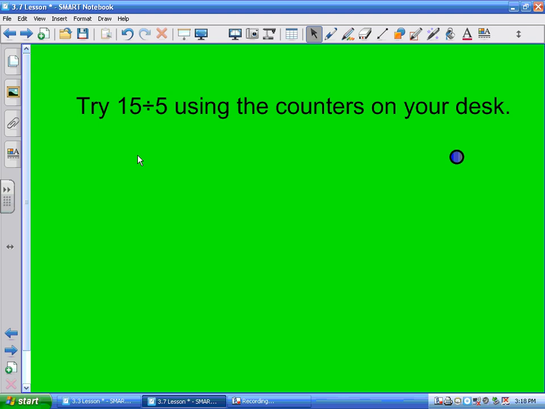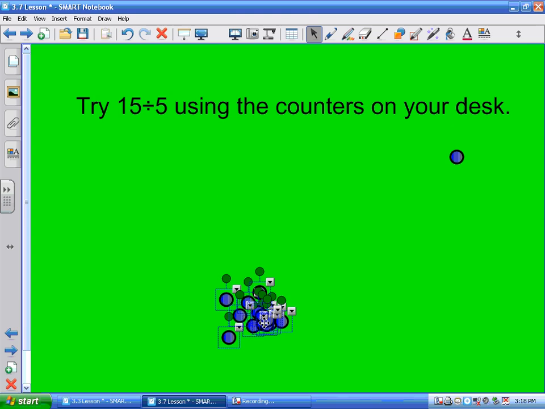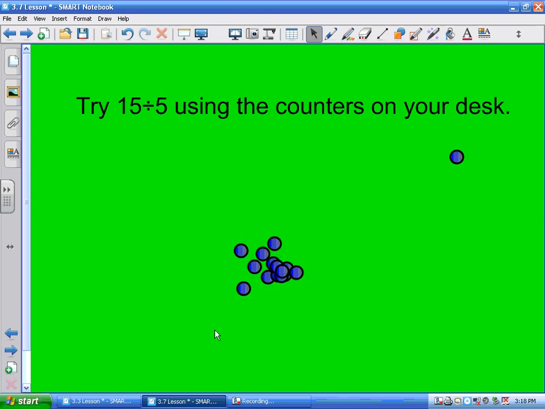All right, so now what we're going to do is 15 divided by 5. So I have to start at the beginning. I've got to have 15 tiles. 1, 2, 3, 4, 5, 6, 7, 8, 9, 10, 11, 12, 13, 14, 15. All right? So now I need to take these 15 tiles, and I'm going to put them in groups of what? 5.